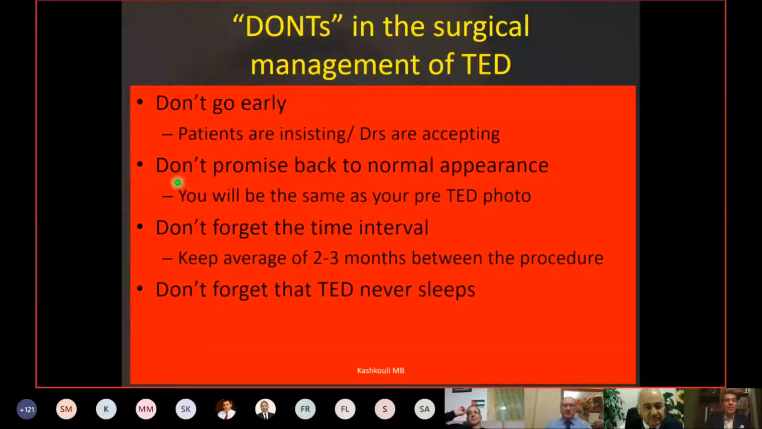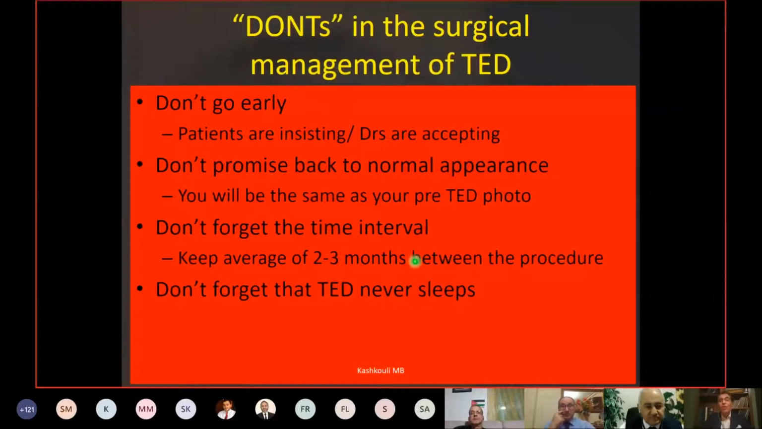Coming to the second point, as Samer nicely mentioned, do not promise back to the normal appearance. If they are showing you an old photo pre-TED, do not accept any surgery. They say, this is not what you achieved. We can improve it, but we cannot get you back to where you were.